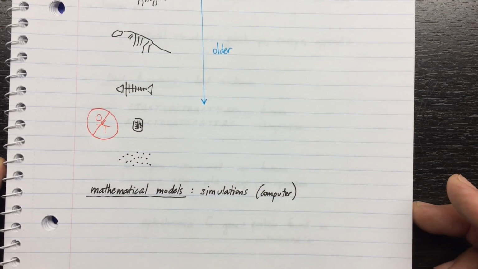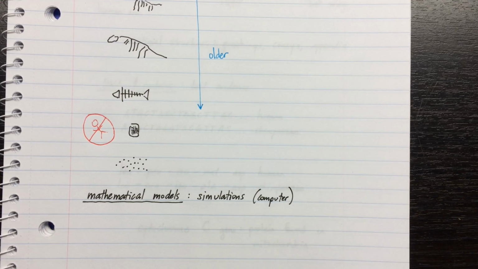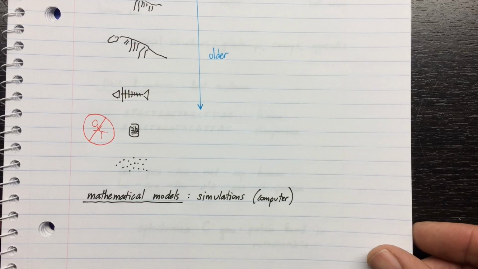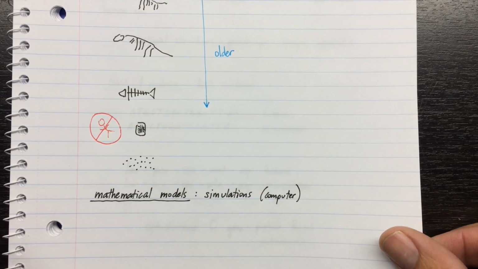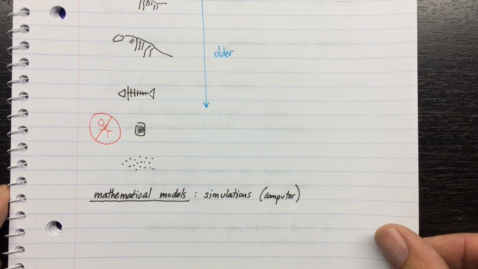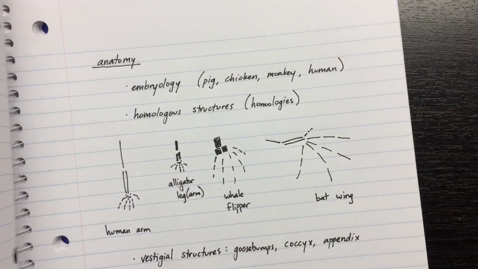The third type of evidence for evolution refers to mathematical models. These are typically done on a computer, but not always. And we'll talk more about these in class. We're going to do 2 simulations in class, one in the classroom and another one on computers. And we'll look later on at how mathematical models can be used as evidence for evolution.